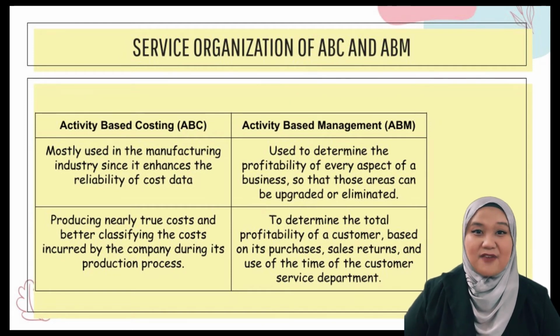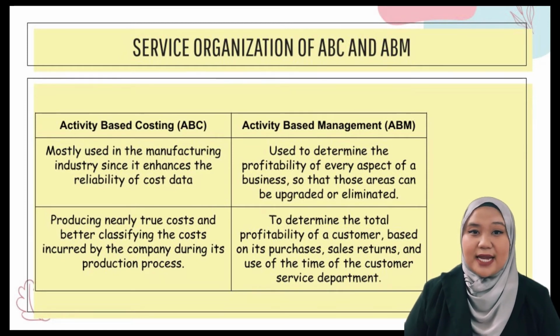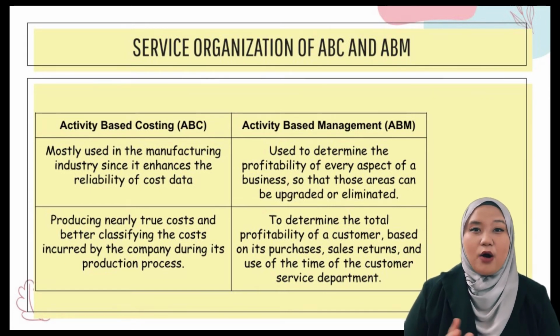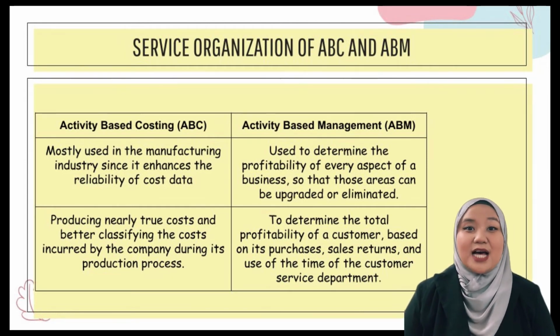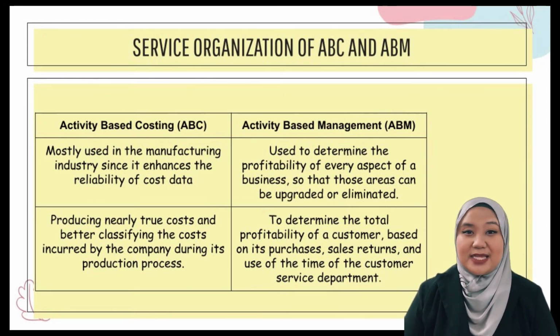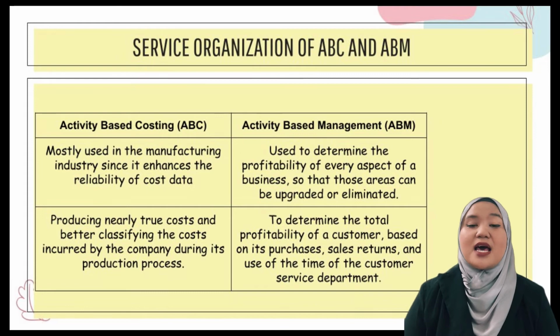Thousands of companies have adopted or explored the feasibility of adopting ABC. However, we estimate that more than 10% of them now use activity-based management in a significant number of their operations. The other 19% have given up, or their programs are stagnating and floundering. ABM is used to determine the profitability of every aspect of a business so that those areas can be upgraded or eliminated, and to determine the total profitability of a customer based on its purchases, sales returns, and use of the time of the customer service departments.